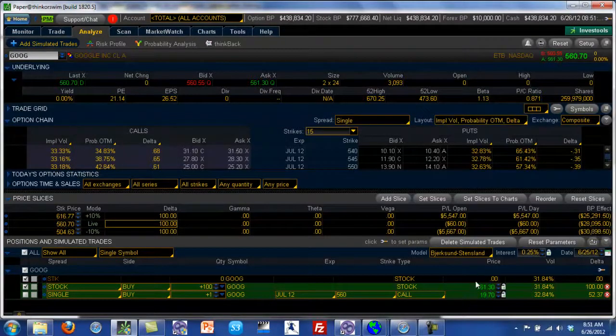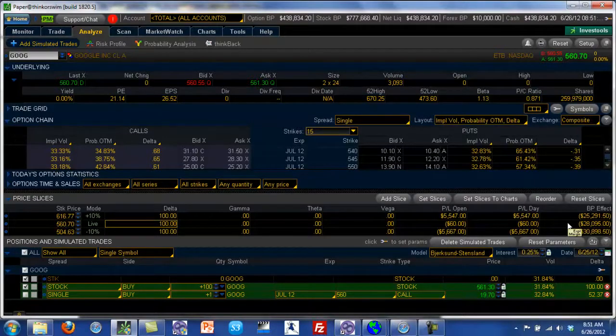However, your risk on this trade is the entire $56,000, because if Google goes to zero, then your entire amount of $56,000 is at risk. And we saw how the risk profile works for a stock in the first video in the free video section.